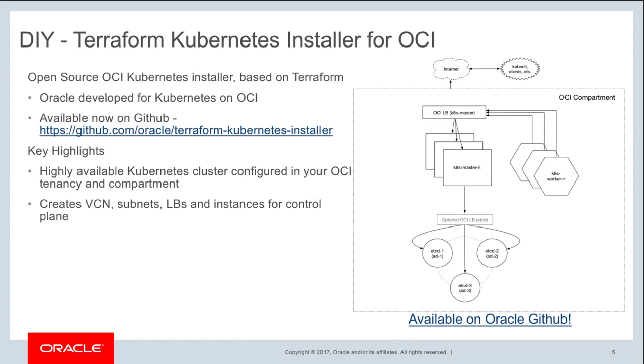So it creates a virtual cloud network, the subnets, the load balancers, everything is also created with it. And just like we talked earlier, you can specify the number and the shapes of your cluster. It also lets you scale your cluster. Since it's based on Terraform, within the Terraform TF variable file, if you want to scale up the cluster, you can define the total number of the nodes, and it would help you scale the cluster as you need.